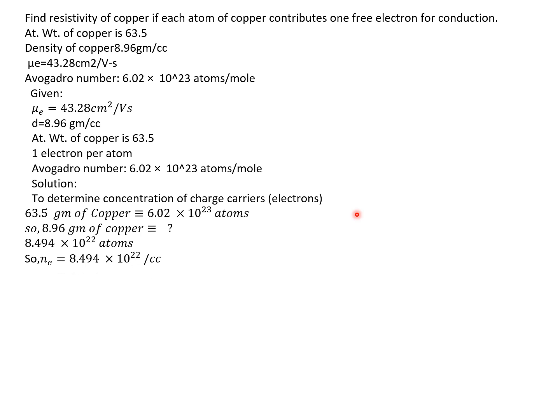Same will be equal to the number of free electrons per cc because each atom is contributing one free electron for conduction. So in this way, we have calculated the concentration of charge carriers, that is the concentration of electrons in copper. Now we can write the formula for resistivity. Resistivity is equal to 1 upon Ne mu e. So Ne we have calculated, mu e is given to us, e which is the charge of electron is known to us. Now we only have to put the values here.